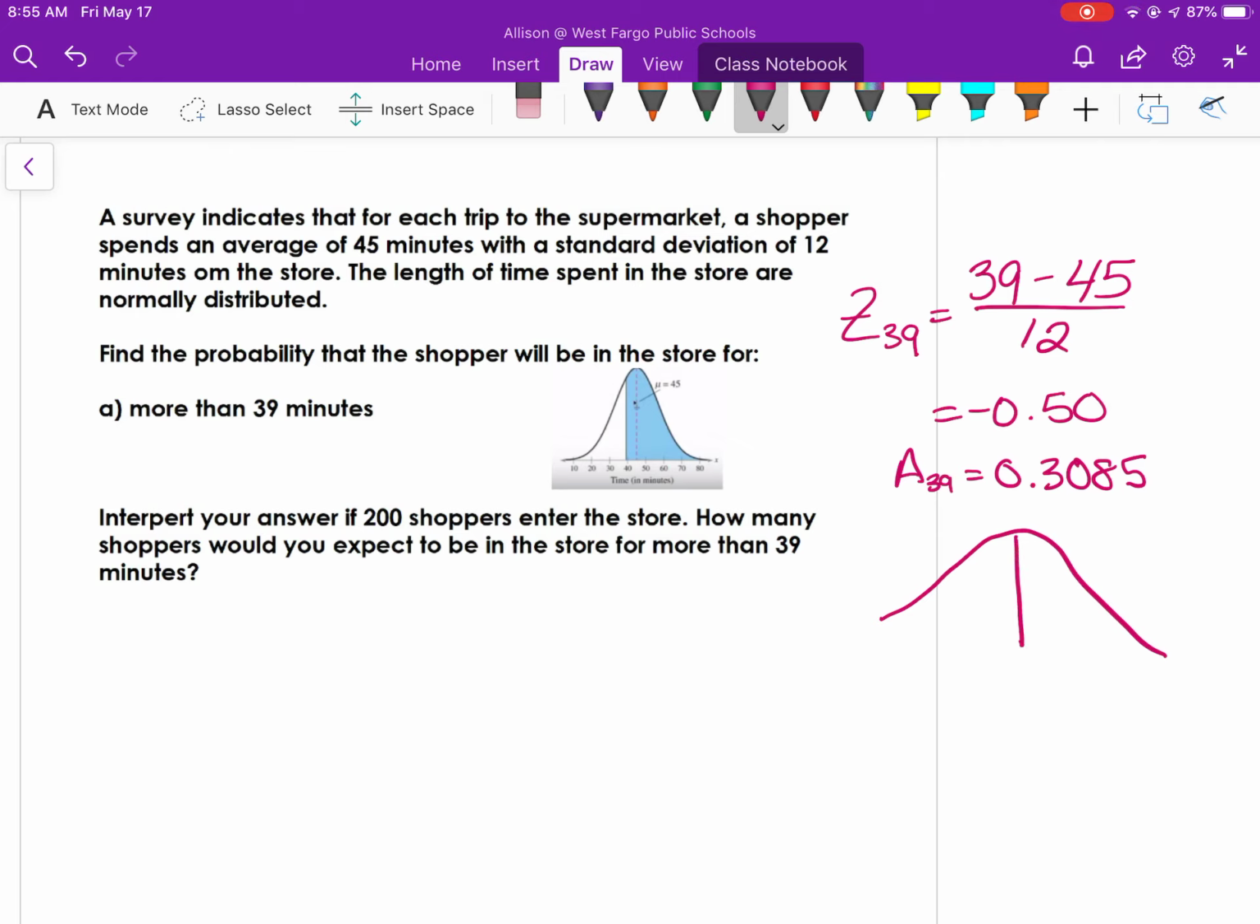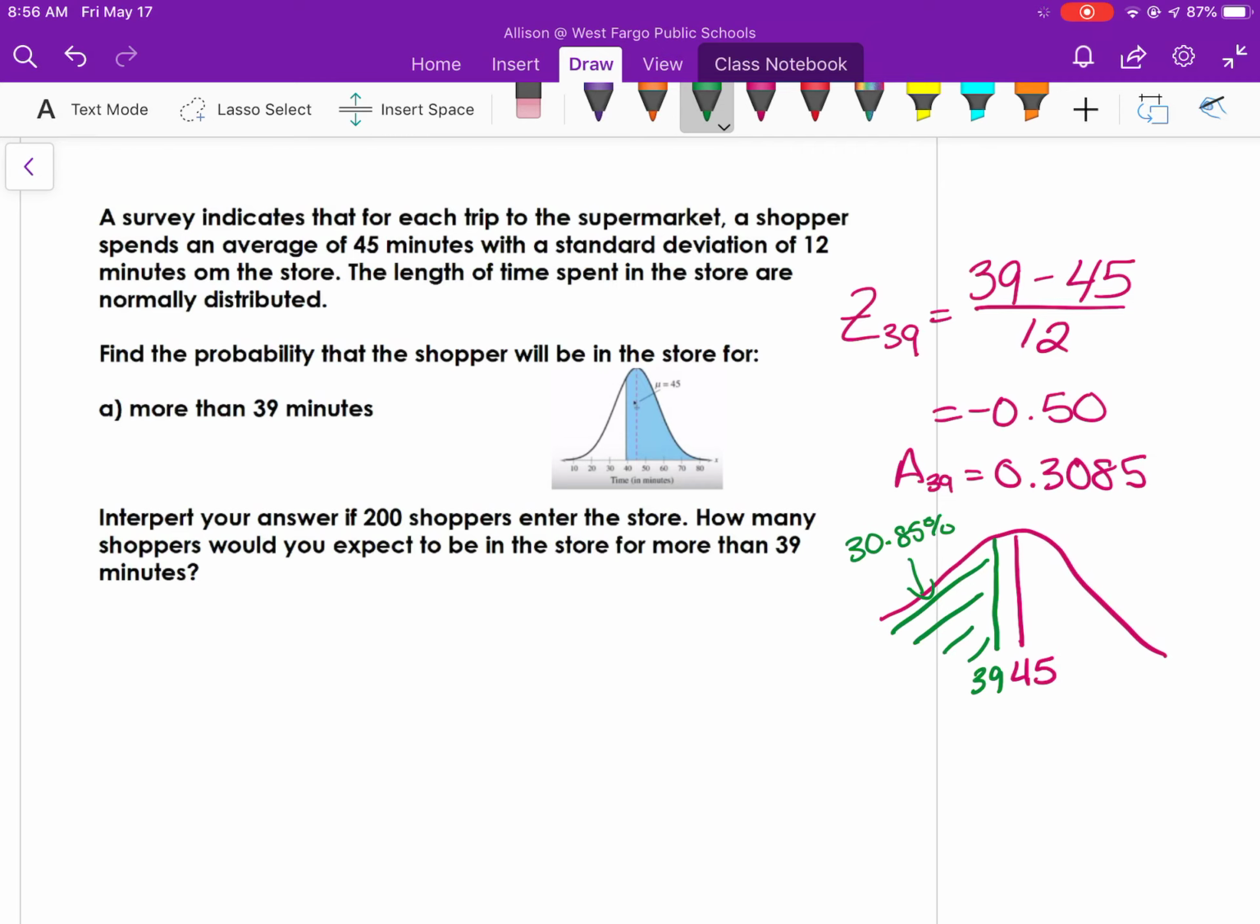So the average is 45 minutes. So there's 50% on either side. Our z-score of negative 0.5 told me that 39 is half of a standard deviation to the left. And 0.3085 is the area below. So 30.85% of shoppers stay in the store less than 39 minutes.